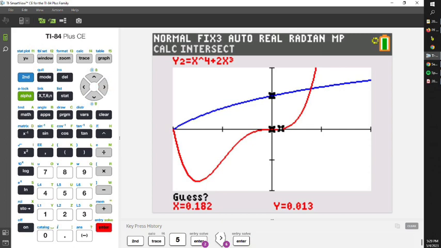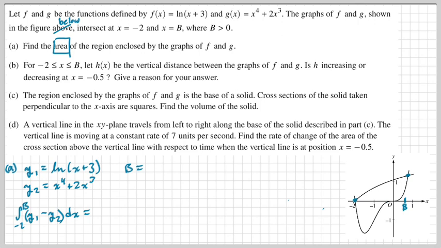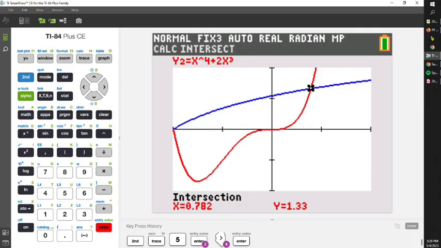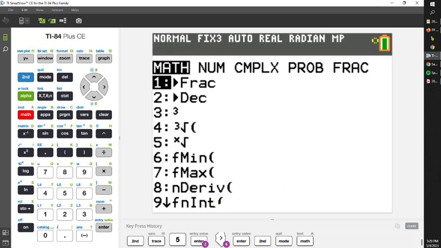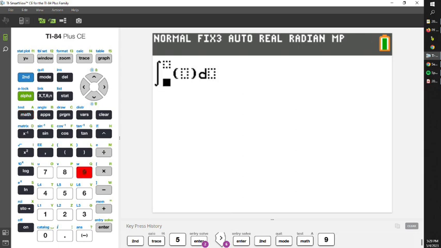I get my point of intersection as 0.782. And so I'm going to write that in right here, 0.782. And now I just plug this guy into my graphing calculator. And so it looks like this. So I'm going to go back to my home by pressing second and then quit. Now I'm going to go math and then 9. So I get my integral.